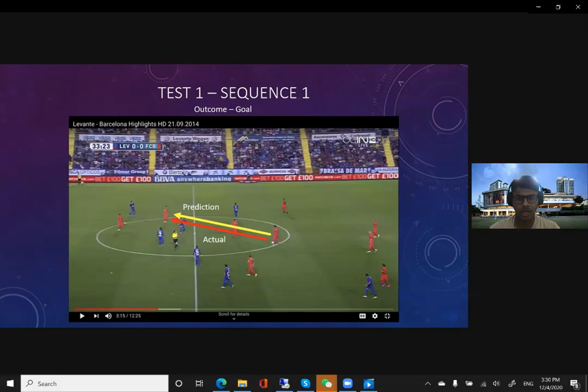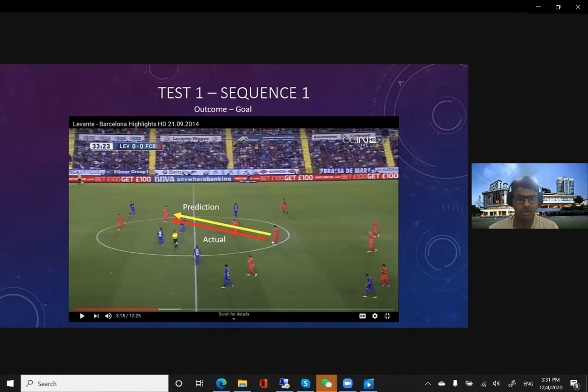So now that we have looked at the formula for the value function, let us try and look at how good the value function is predicting actions in actual games. In this first sequence of events, we will be looking at a match between Levante and Barcelona. This is a sequence of events that lead to a goal.